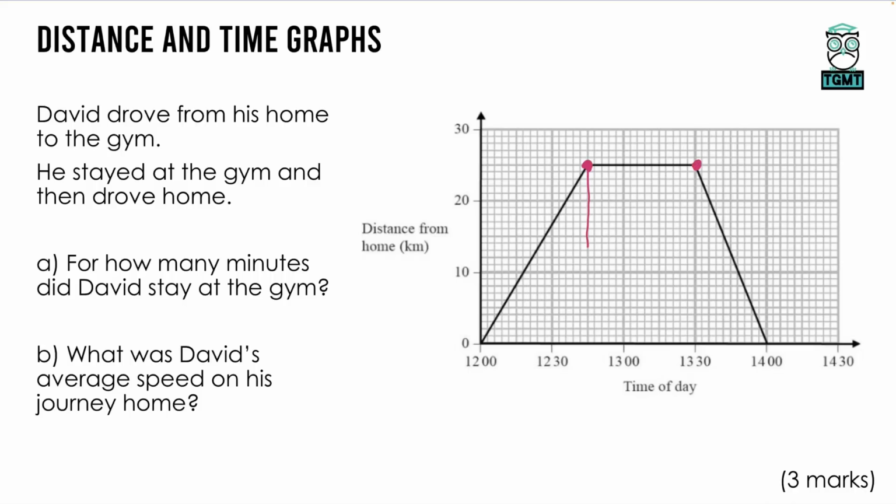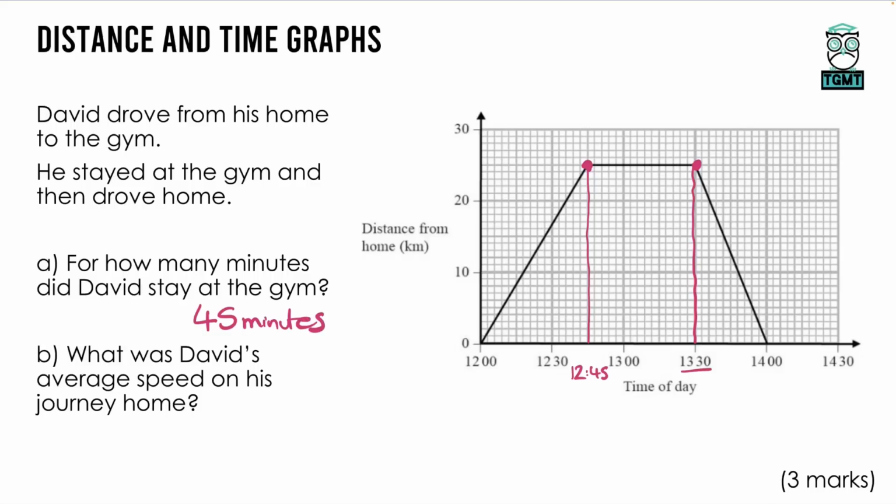So if we go down really carefully using a ruler, that is 12:45 that he got to the gym, and then when he left, it was 1:30. We've got that 1:30 just here. So from 12:45 to 1:30, that's a total of 45 minutes. Part B here is a little bit more complicated.